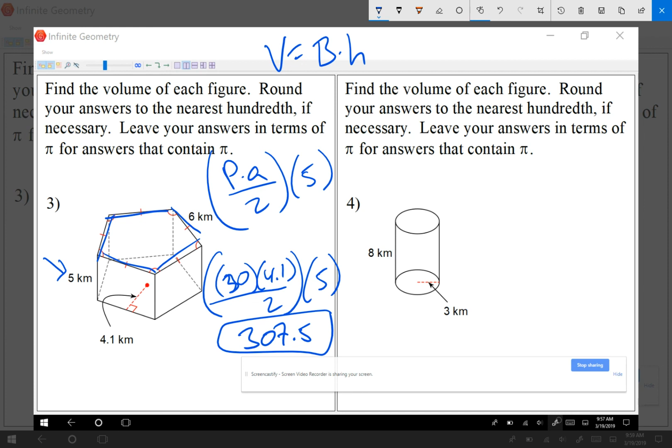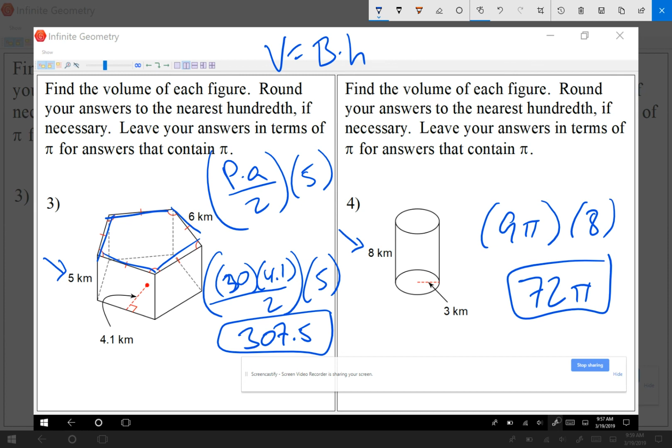Looking at question number 4, the base is a circle. Radius is 3. So I'm going to say the area of the base, 9 pi. Radius squared. That's the area of the base. The height is 8. Area of the base times height. 9 pi times 8. That gives me 72 pi.